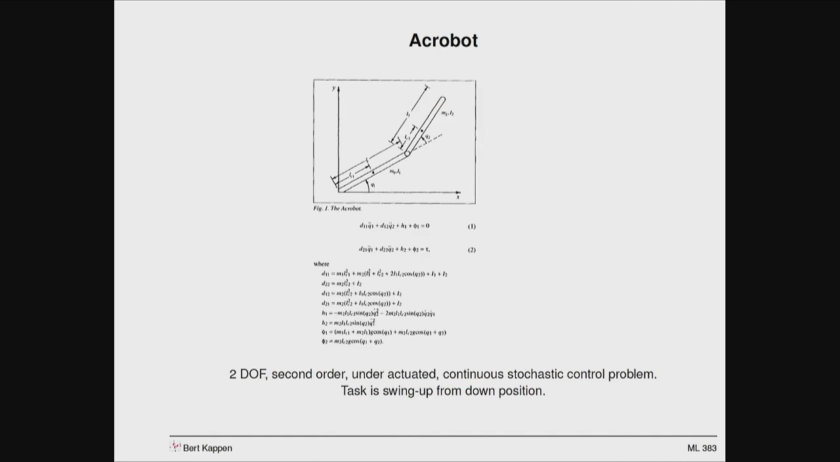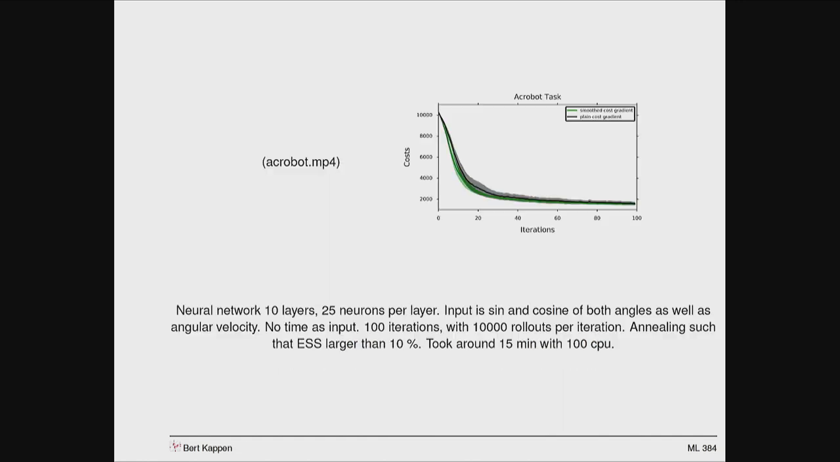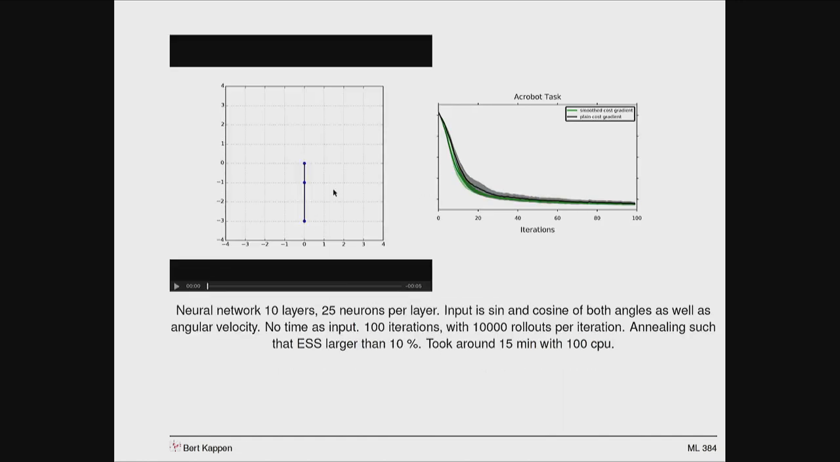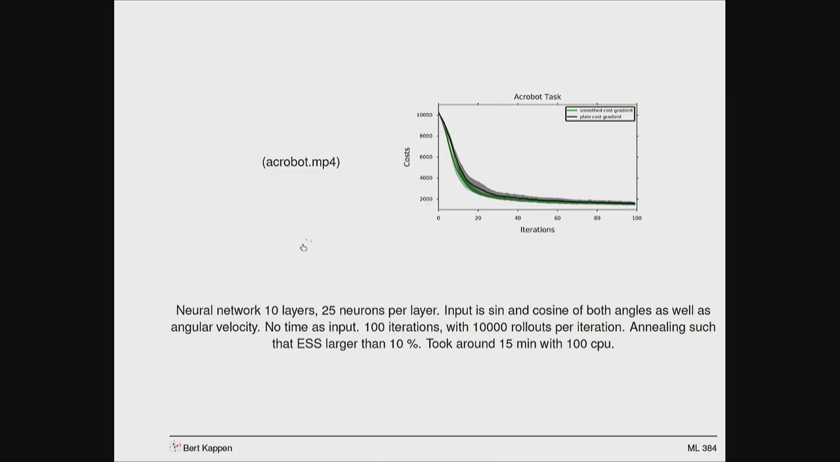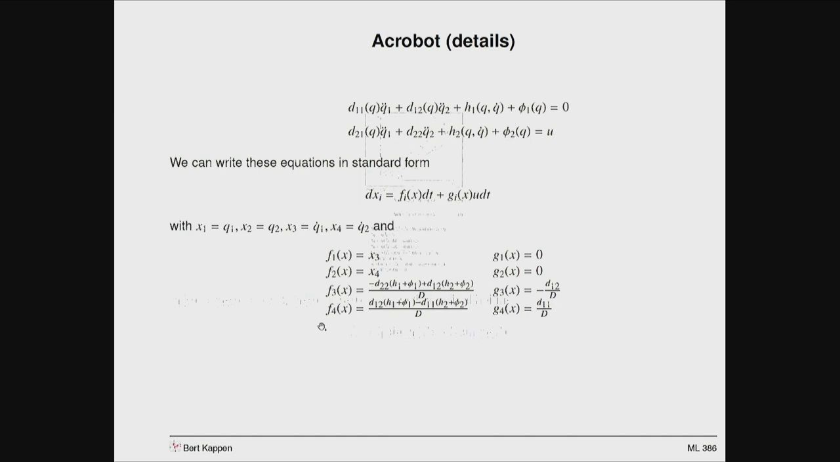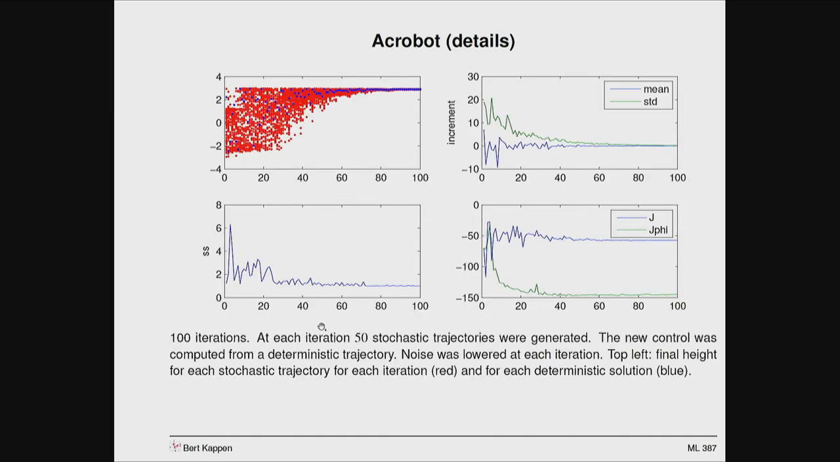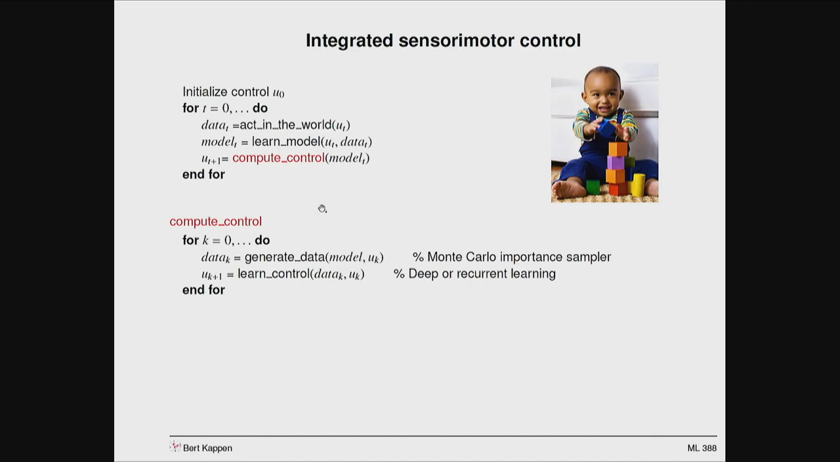Here's another example, Acrobot, which is a second order, 2 degree of freedom robot, which you see here. We also learned this system, and you see that it works quite well after learning. Sometimes it doesn't work. Here are some details, but I'm not going to go into them. We're getting out of time, so let me try to round up, and then we have time for some questions.